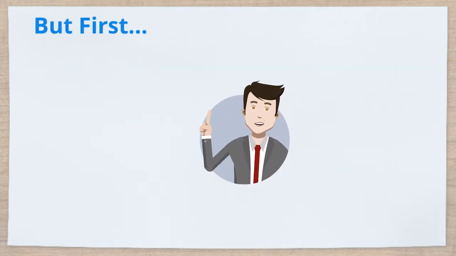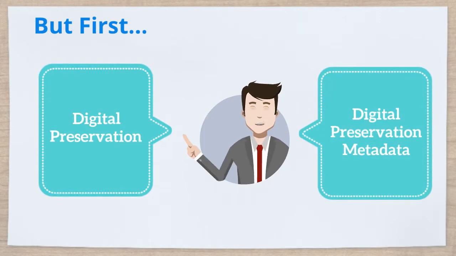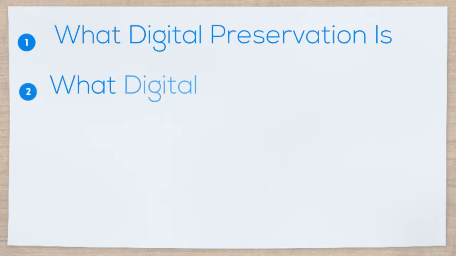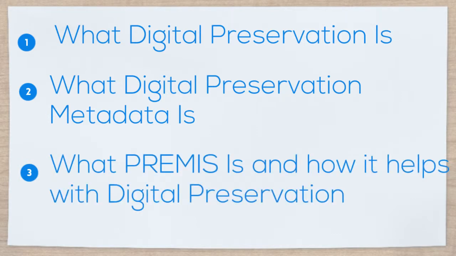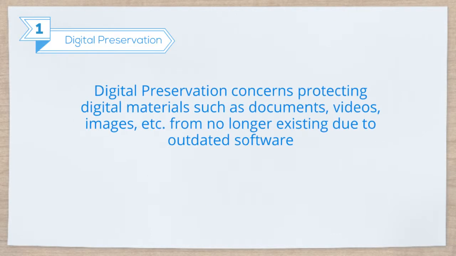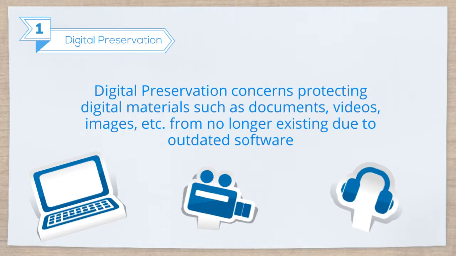But before we talk about PREMIS, we need to first understand what digital preservation and preservation metadata are. In this video we will cover what digital preservation is, what digital preservation metadata is, what PREMIS is and how it helps with digital preservation. Digital preservation concerns protecting digital materials such as documents, videos, images, etc., from no longer existing due to outdated software.